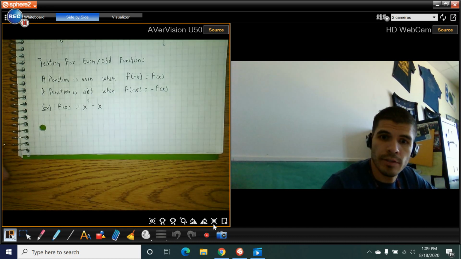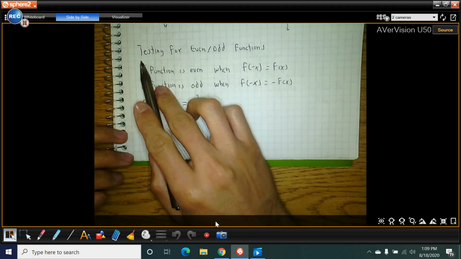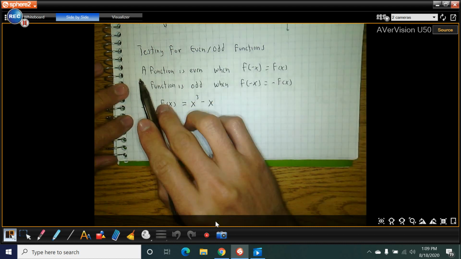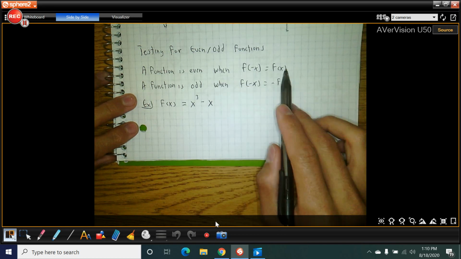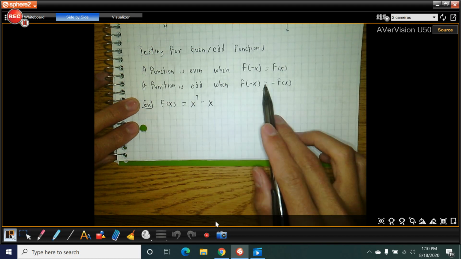Let's say that you have the following. It says testing for odd or even functions algebraically. A function is considered to be even when f of negative x is equal to f of x, and a function is odd when f of negative x is equal to negative f of x.